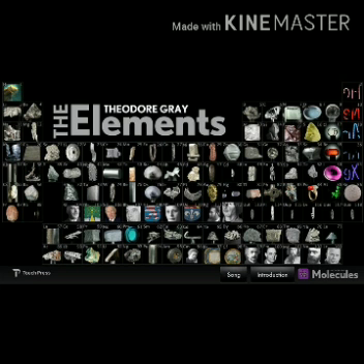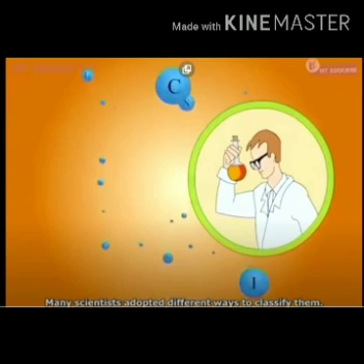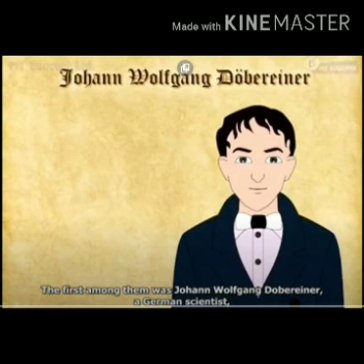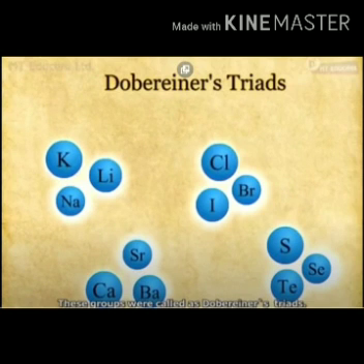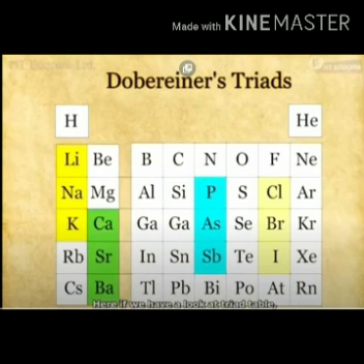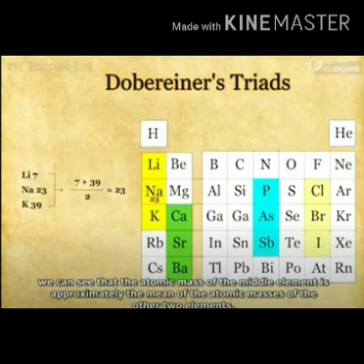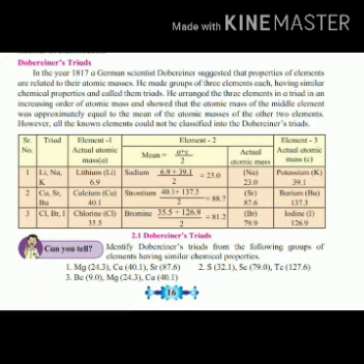Students, we have studied that more and more elements were discovered in the course of time. Many scientists adopted different methods to classify them. Among them, the first one was Dobereiner. He arranged groups of three elements in increasing order of atomic mass. Dobereiner concluded that the mean atomic mass of the first and third elements is equal to the atomic mass of the second element.